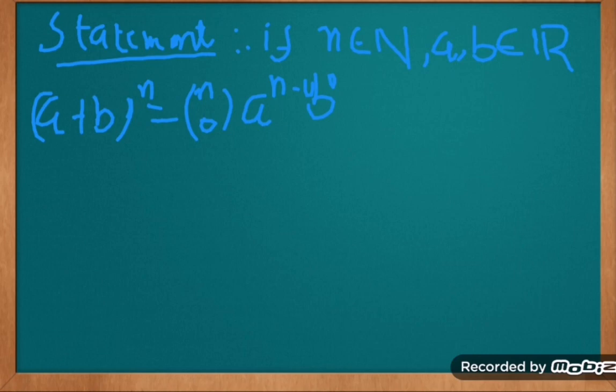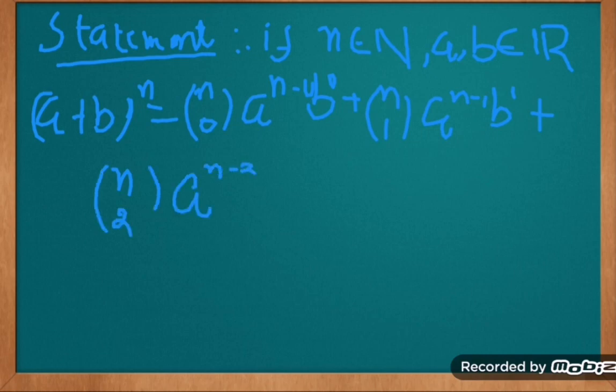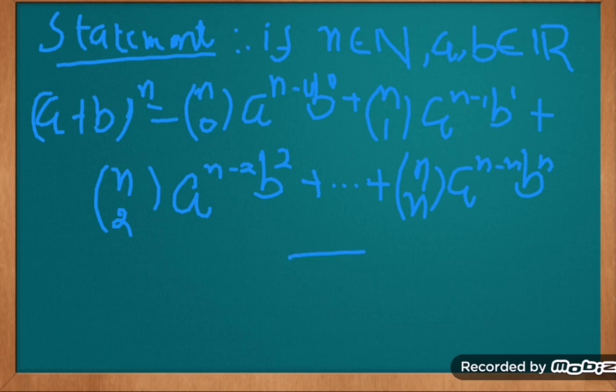plus combination n1 a power n minus 1 b power 1 plus combination n2 a power n minus 2 b power 2, and so on, and the last term will be combination nn a power n minus n b power n. This is equation 1.